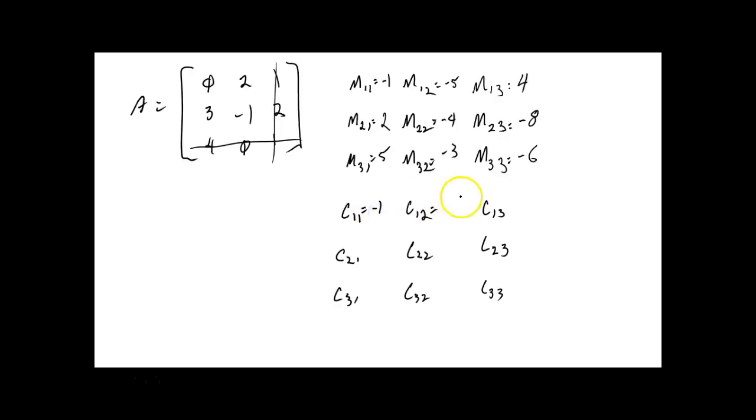Negative 1. C12? 5. C13? 4. C21? Negative 2. C22? Negative 4. C23? 8. C31? 5. C32? 3. And C33? Negative 6. Perfect. Way to go.